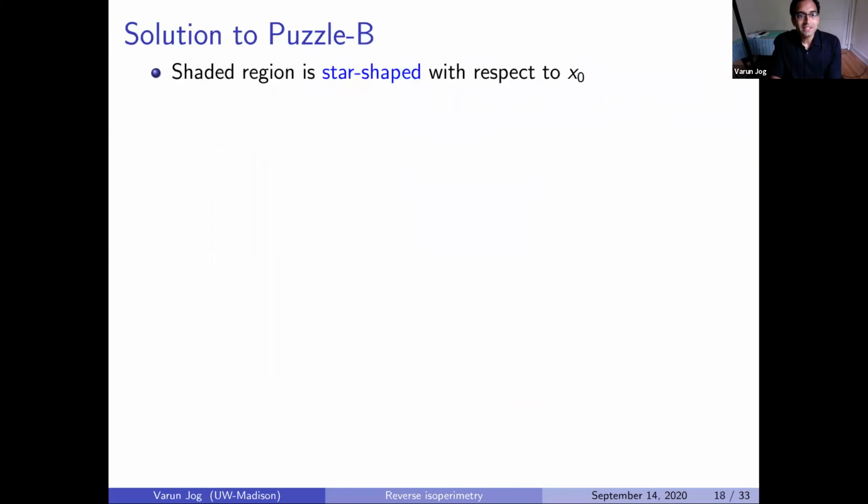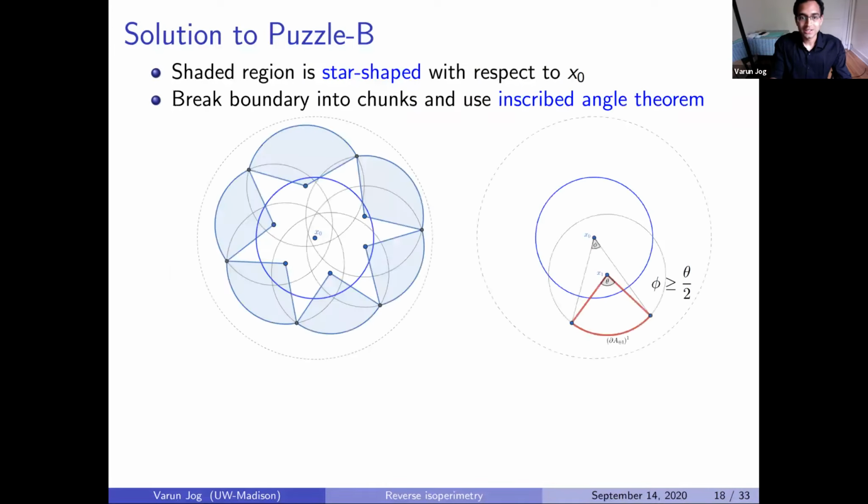All right, so I'll first give the solution to the first puzzle, the puzzle with the balls. One observation is that the set that you get, you can show, is a star-shaped region. What does star-shaped mean? It just means that any ray that you draw from x0 will intersect the boundary of the set in exactly one point. Once you know that it's star-shaped, what you do is break up the boundary into chunks, from contributions from various circles.